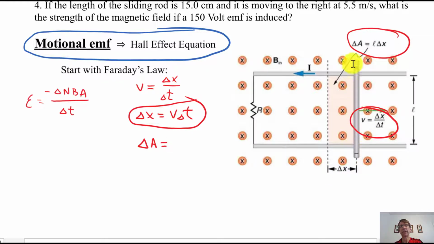Okay, I'm going to call the length of the wire L. That's how they're calling it, little l. I'm going to call it capital L, way over here to the right. That's the length of the wire that's being slid to the right. And it's being slid a distance of delta x to the right.